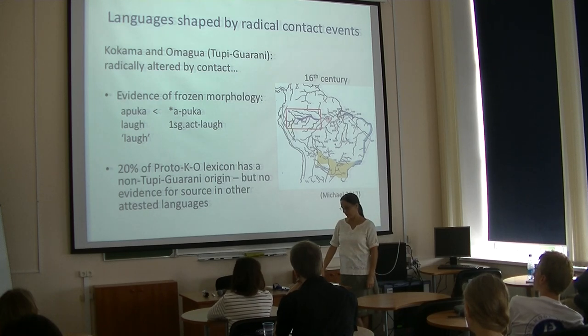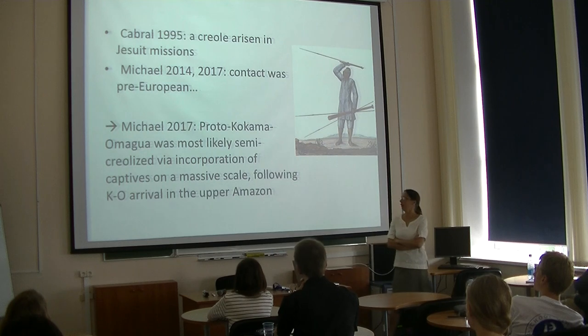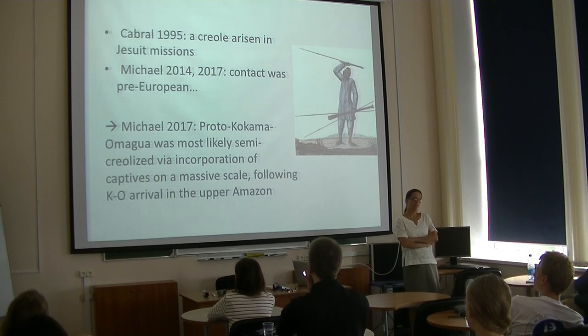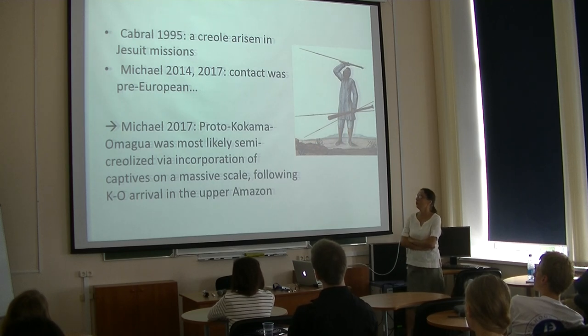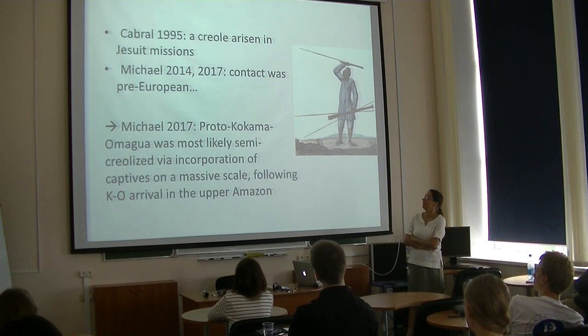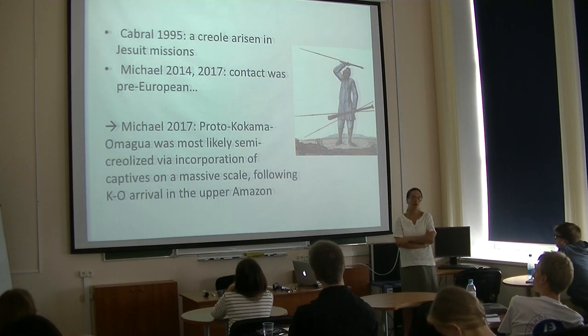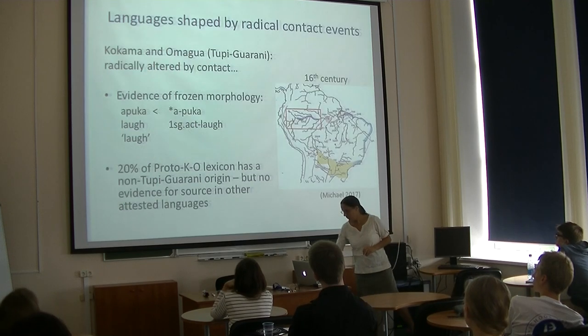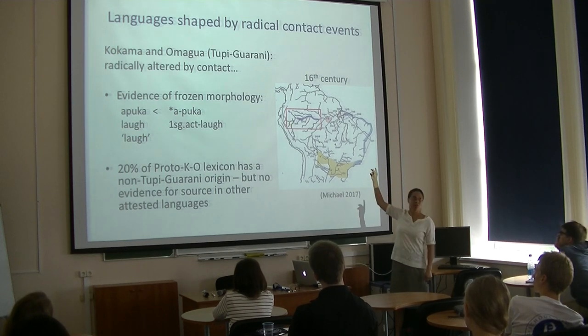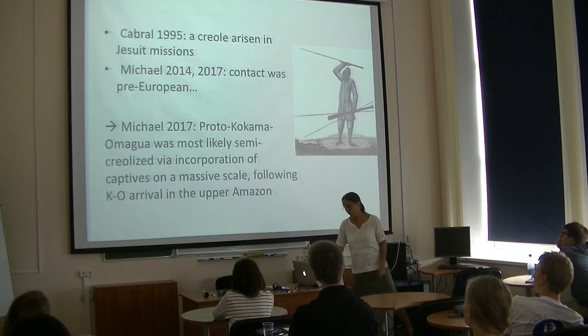So what's the story about Kokama and Omagwa? Work by Anasuali Cabral in the 90s and some subsequent work argued that it was a post-contact Creole. Then she was focusing on Kokama. So in her work on Kokama, she argues that it's a post-contact Creole that arose in Jesuit missions. However, in work by Lev Michael and Zachary O'Hagan, they began working with what are essentially the last couple of speakers of Omagwa, which used to be, as you can see from this map, a very widely distributed language along the whole upper part of the Amazon River. Very, very powerful, very demographically numerous, but has now been reduced to just a couple of speakers.